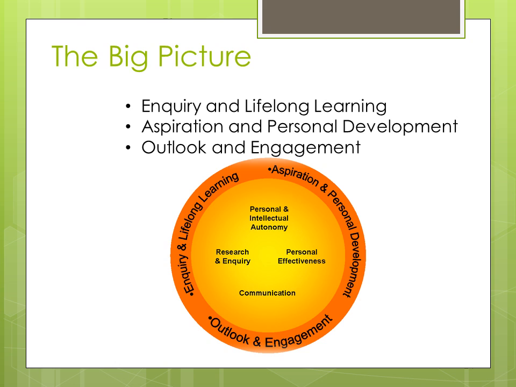They can be seen here in the image in the outer orange circle: inquiry and lifelong learning, aspiration and personal development, outlook and engagement. The inner yellow circle highlights specific skill sets or key abilities that relate to these 3 overarching attributes. These are personal and intellectual autonomy, personal effectiveness, communication, and research and inquiry.